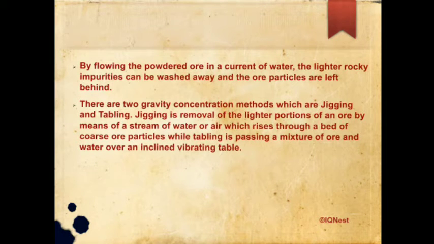There are two gravity concentration methods available. The first one is jigging and the second one is tabling. So what is jigging? Jigging is the removal of the lighter portion of the ore by means of a stream of water or air which rises through a bed of coarse ore particles, while tabling is passing a mixture of ore and water over an inclined vibrating table.